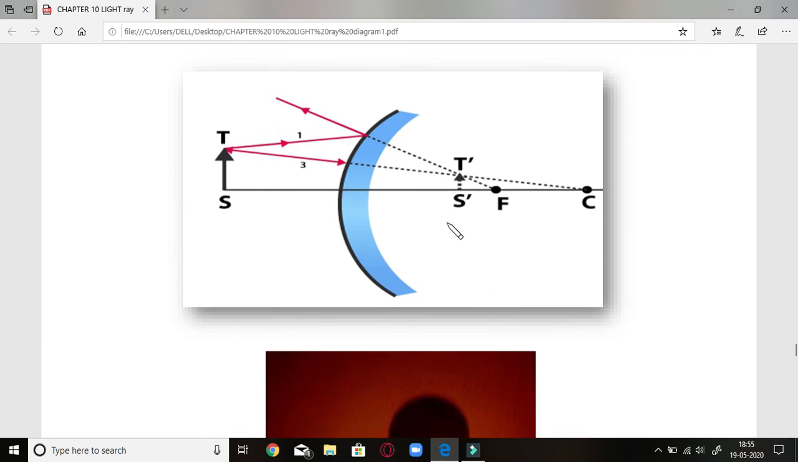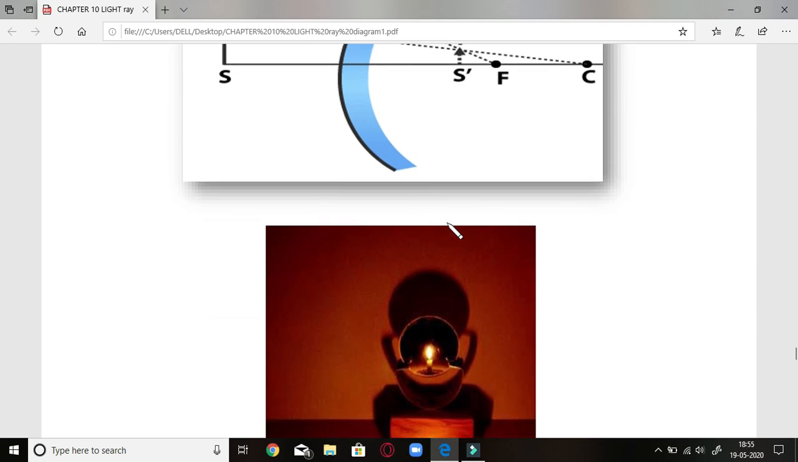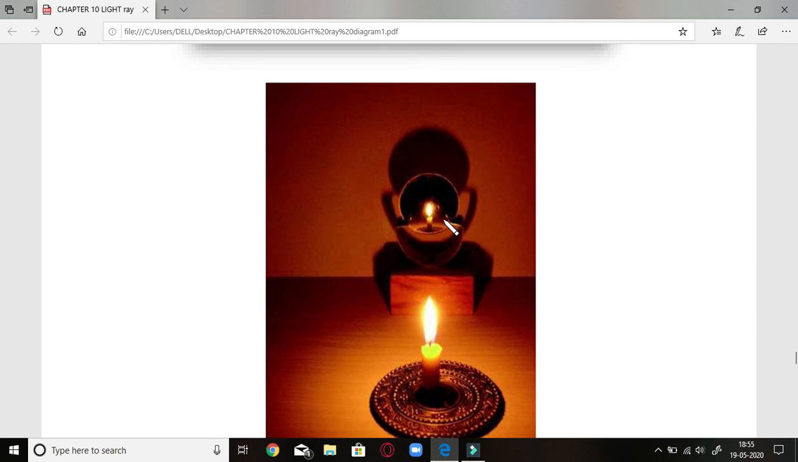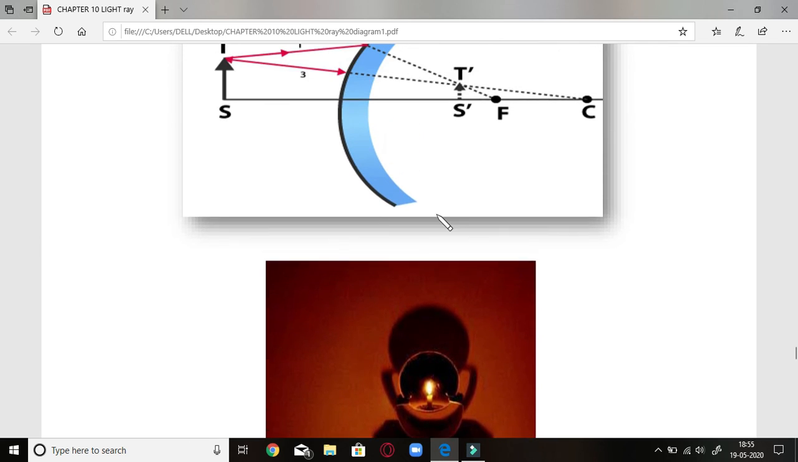Let us see it in real time. If you can see here, this is a convex mirror. We have kept a candle just before it. The image formed here is virtual and erect and of small size. This is because of the divergence property. This is one mirror where we get a very clear image which is smaller in size, virtual and erect. Let us see how the ray diagram is formed in this case.